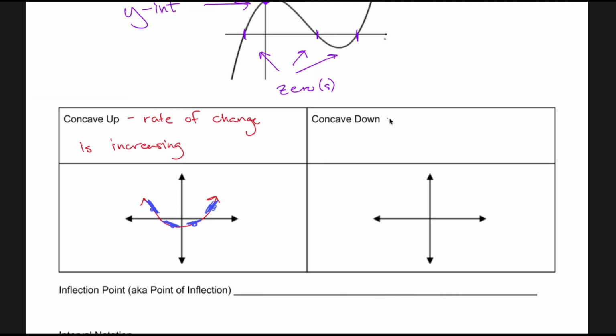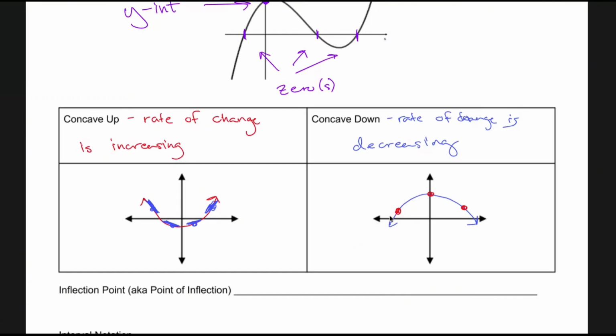Now, concave down is my rate of change is decreasing. My rate of change is decreasing. What that looks like graphically is an upside down bowl or an upside down parabola looking thing. But similarly, I can pick a couple dots on here. Here's a dot, here's a dot, here's a dot.